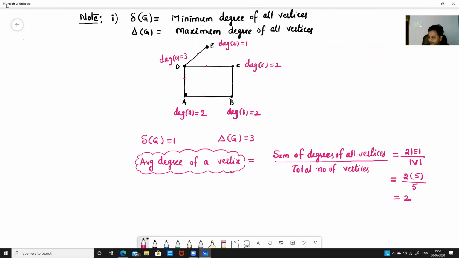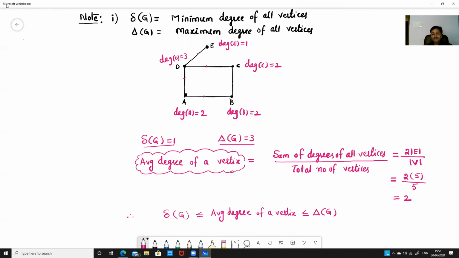Tell me, is this 2 greater than small delta of G? Yes. Is this 2 less than capital delta of G? Yes. Therefore, I can say that small delta of G is always less than or equal to the average degree of a vertex, which is less than or equal to capital delta of G. Remember this basic formula.